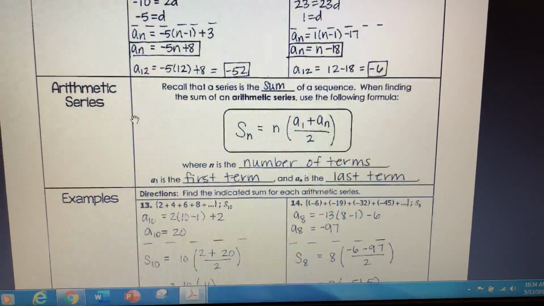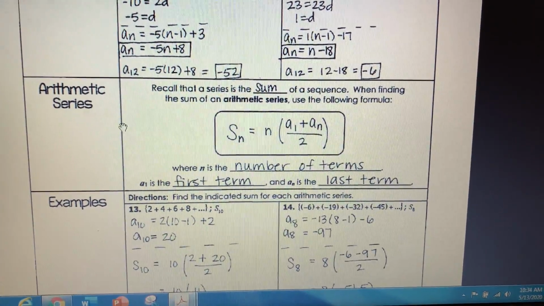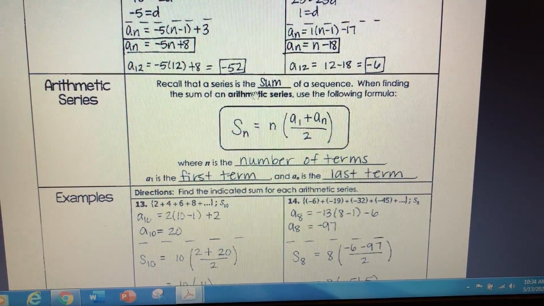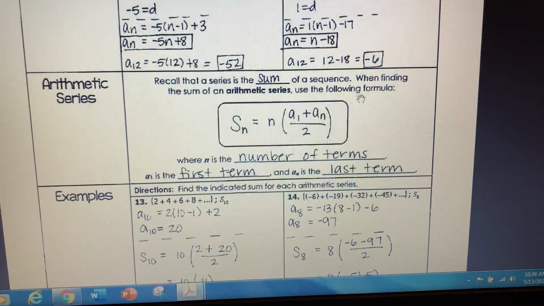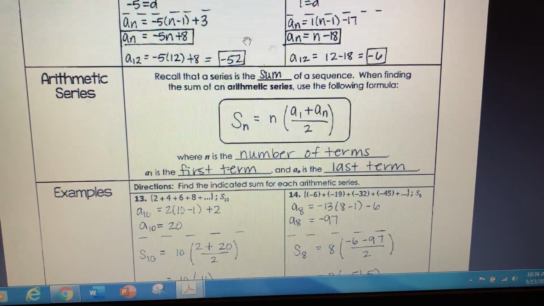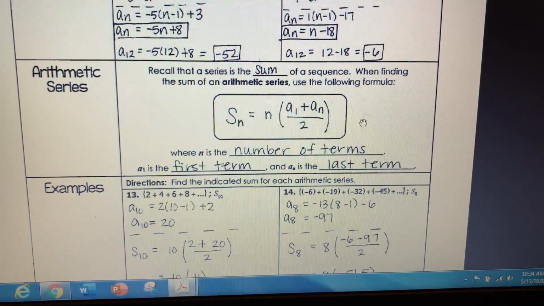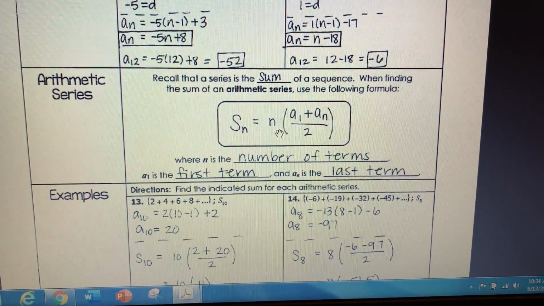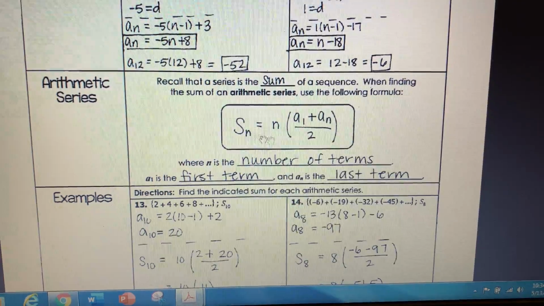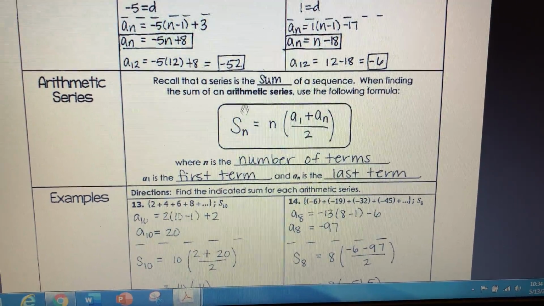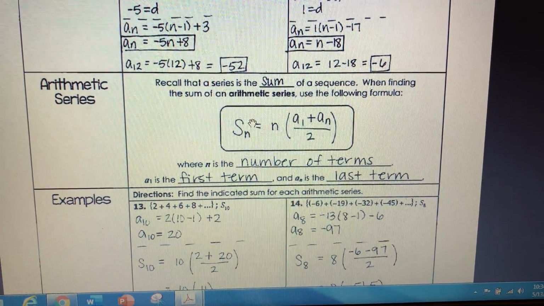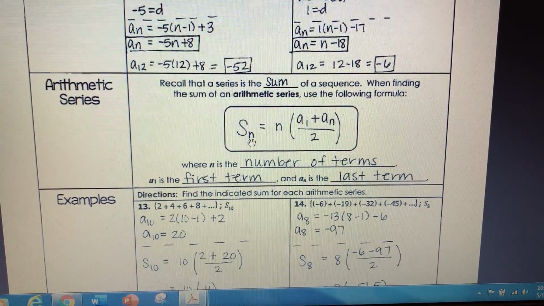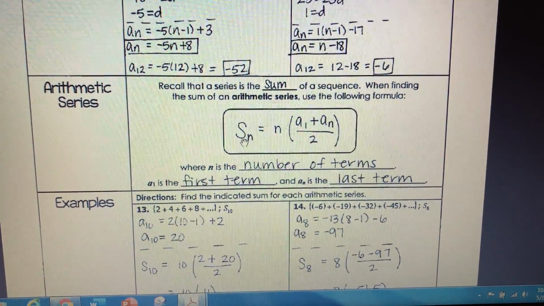Now remember, a series is different from a sequence, because a series is the sum of the sequence, meaning you add up all the terms in the sequence, and that's what the series is. It's the sum of all the terms. And so we have another formula for you to find S sub n. That's just saying the sum. S sub n is the sum of the series with n terms.